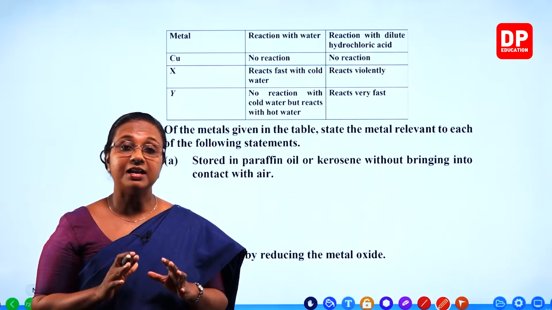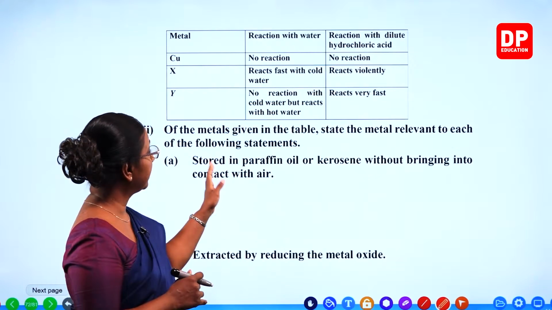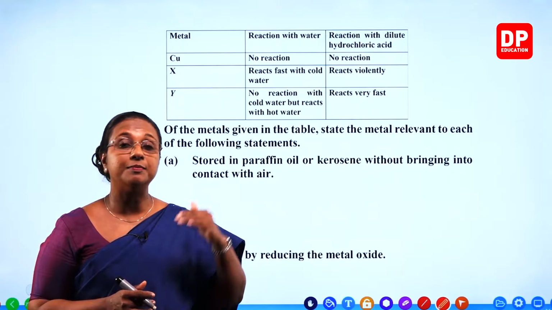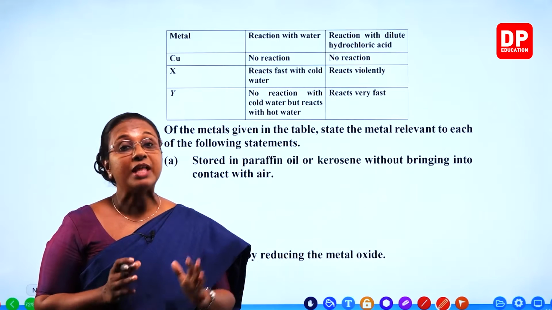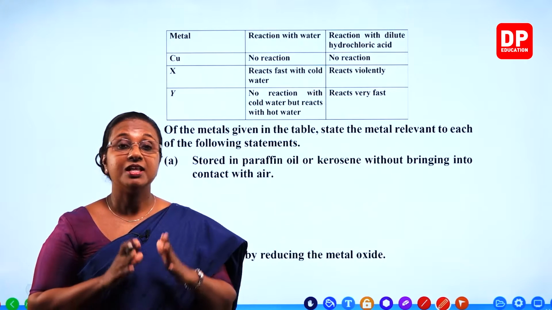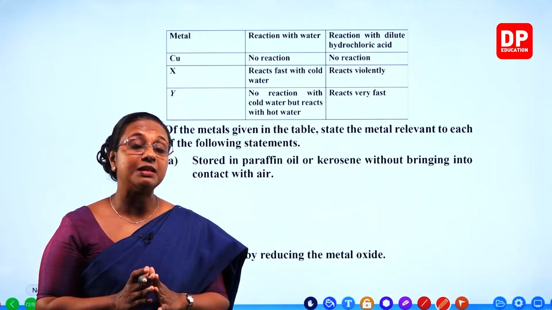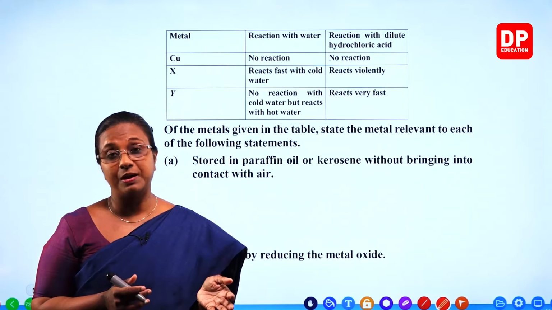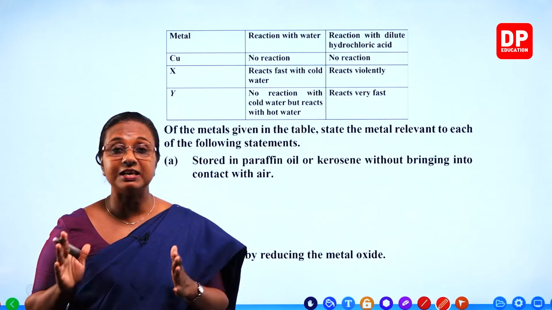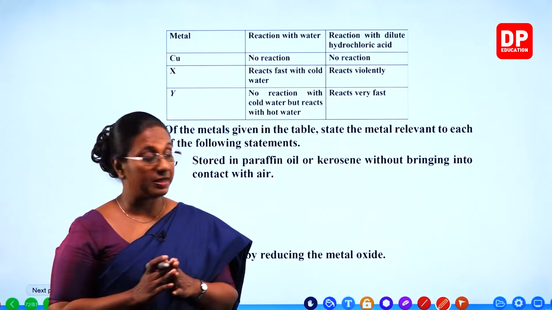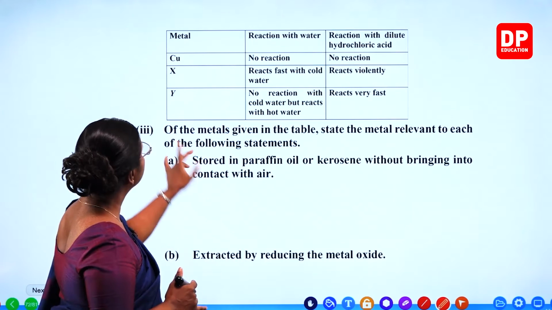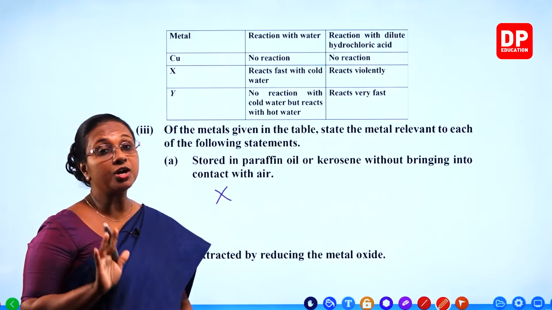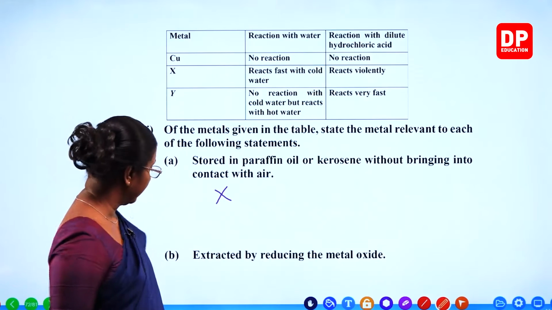To prevent that, we have to store it in either kerosene or paraffin so that there is no contact of sodium with air. To that extent, it's highly reactive. That is why sodium is not available as a metal in nature. It is always present as compounds, never as a native metal. You all are familiar with that. So, here the metal is X. You need to write the symbol X, not sodium. Have to keep that in mind.